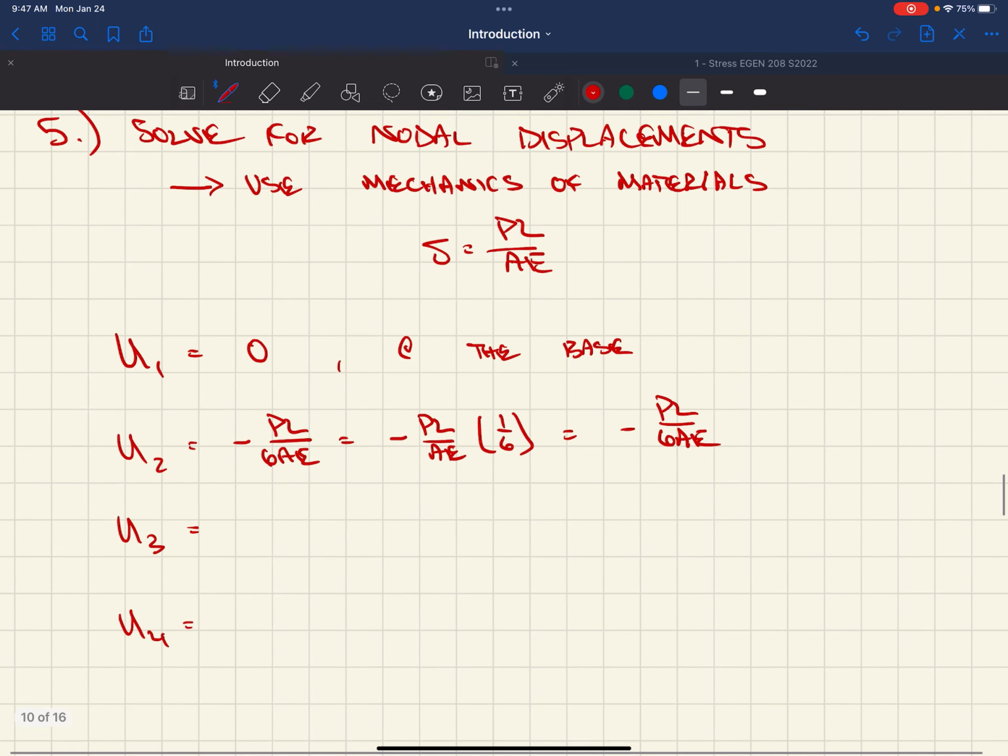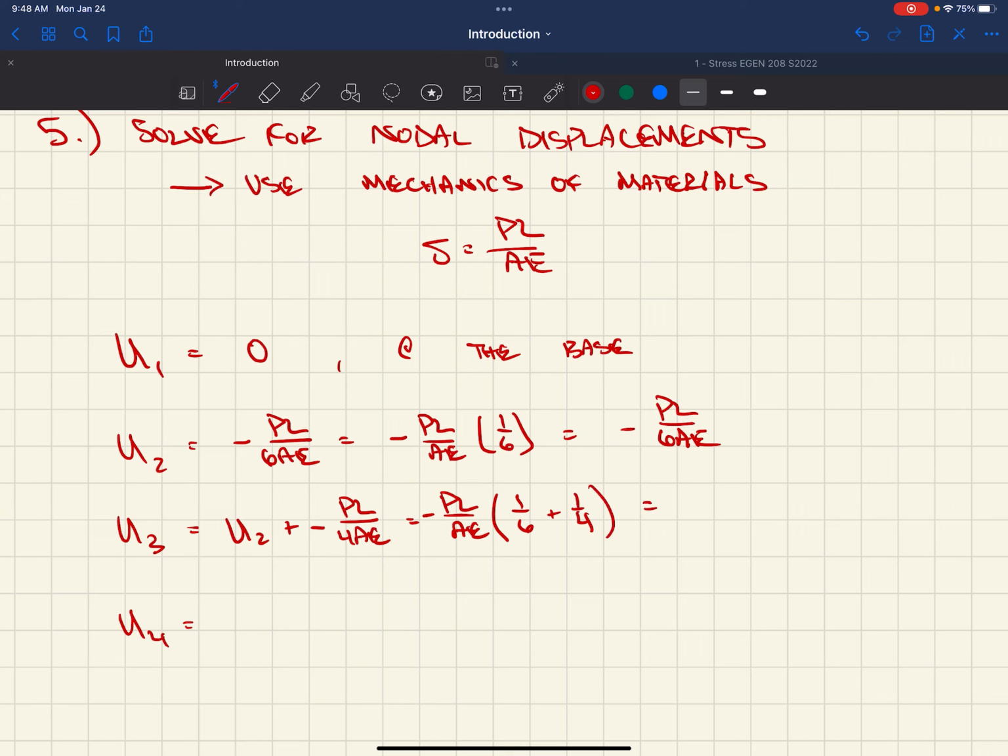U3, well at U3 we have U2 plus the displacement across our second element, our middle element, which is negative PL over 4AE, which equals negative PL over AE times 1/6 plus 1/4, or we get negative 5 PL over 12AE.